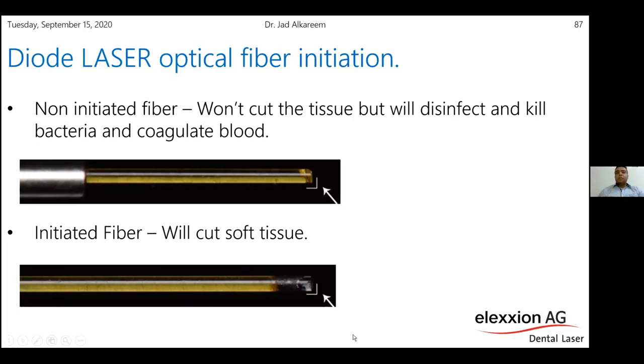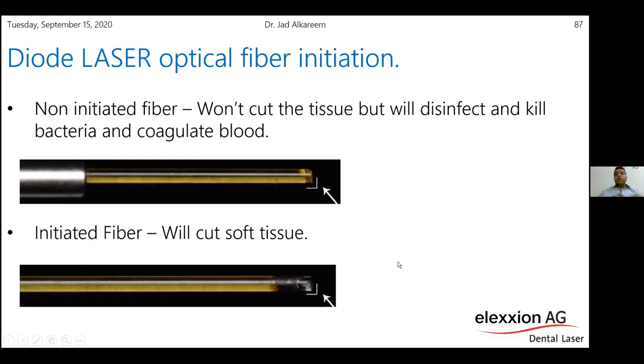I would recommend the eye mascara because this is one of the very useful materials that you can use to initiate your fiber. You apply the laser for 5 or 6 seconds, not continuously. So you apply it interruptedly until the end of the fiber becomes black. That means that your fiber is initiated and is able to cut.